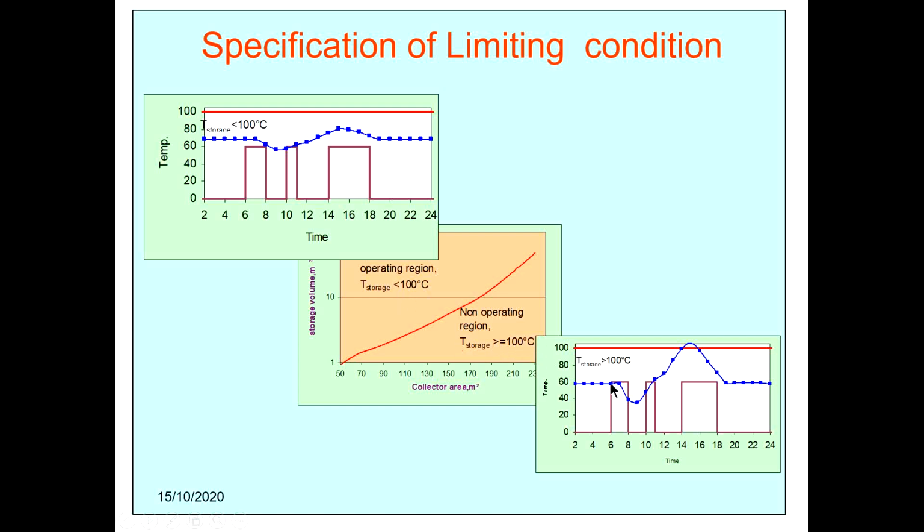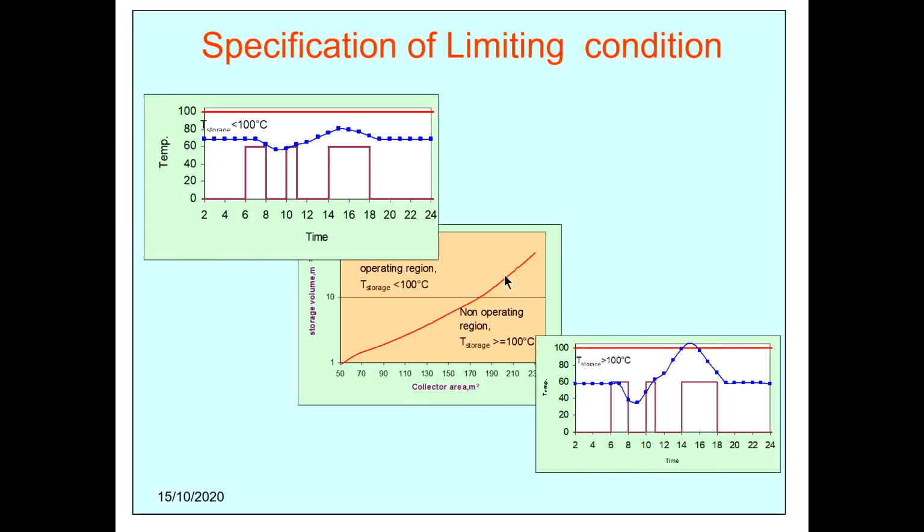So if I increase the collector area, in the non-operating region, what is the storage temperature profile? Storage temperature goes beyond 100 degrees Celsius, and here all the profiles lie below 100 degrees Celsius. So this is the operating region and this is a non-operating region, and the line is the limiting condition. This locus is the 100 degrees Celsius locus of the storage temperature. So this is a limiting line which presents a limit to my design.